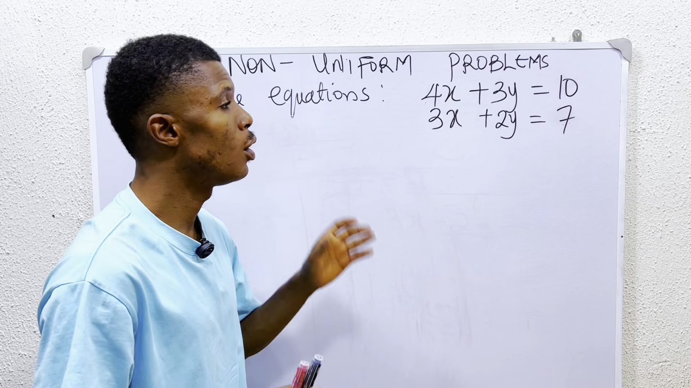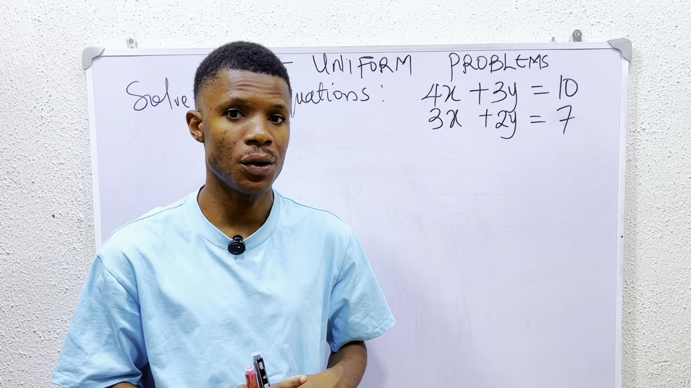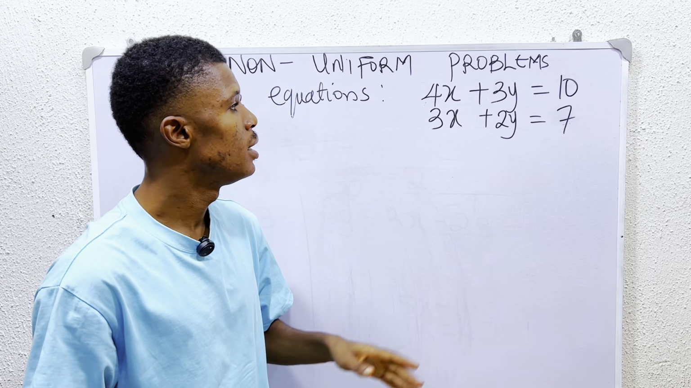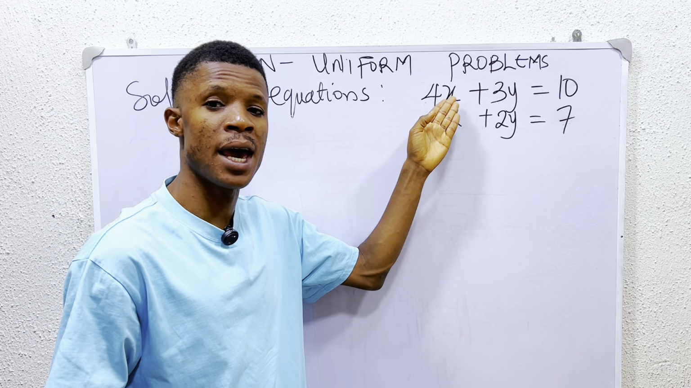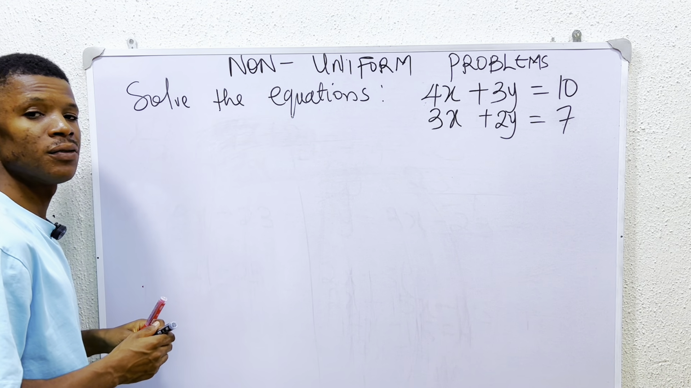Welcome to question 2 of solving simultaneous equations using the substitution method. In this problem, we have a non-uniform problem. That is, the coefficients of x and the coefficients of y are not the same. So what do we do to solve this problem?